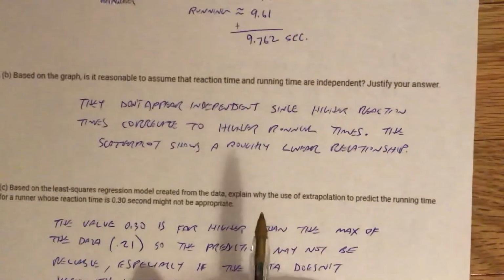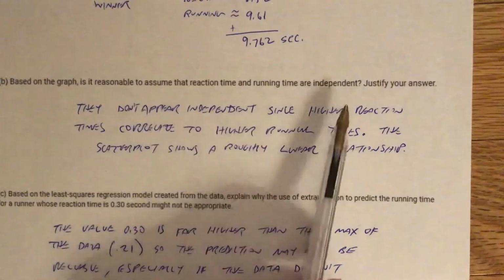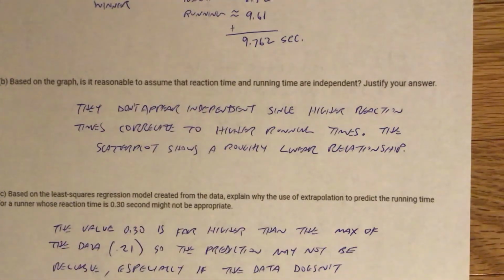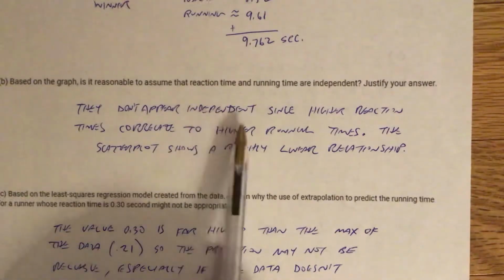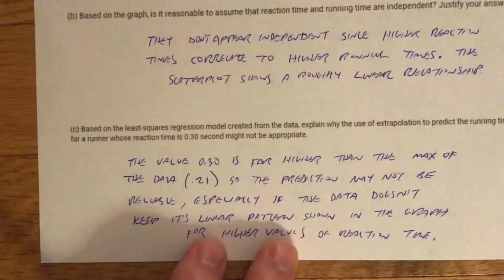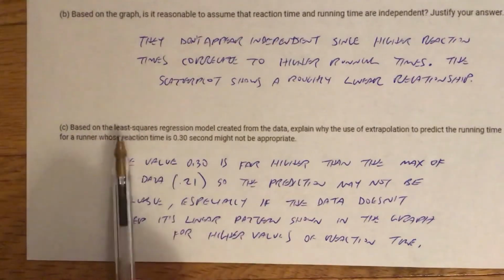So either way, you do have to mention something about the linearity of it, or the positive association, the fact that there's one going up and the other going up, and that's why we're not thinking that they're independent of each other. The last one says, based on the least squares regression model, remember that's just a fancy name for the line of best fit.